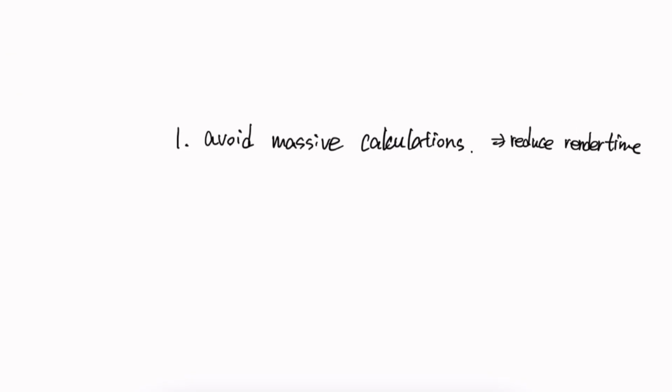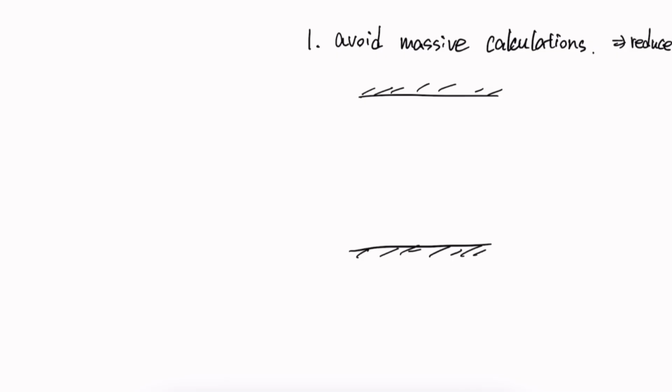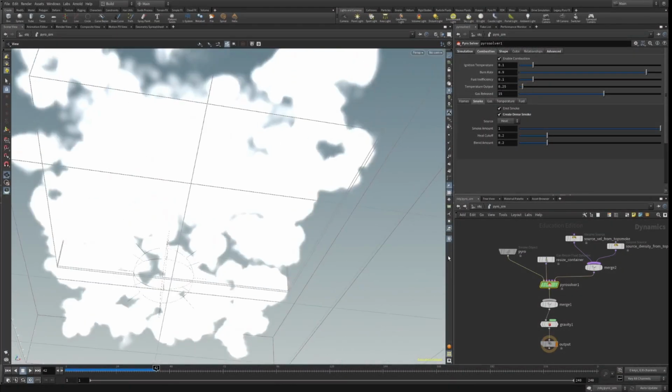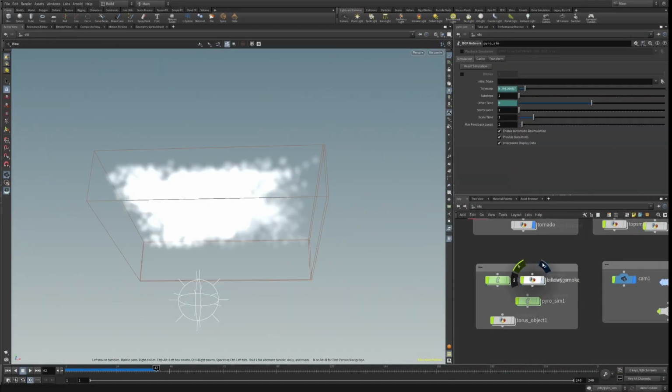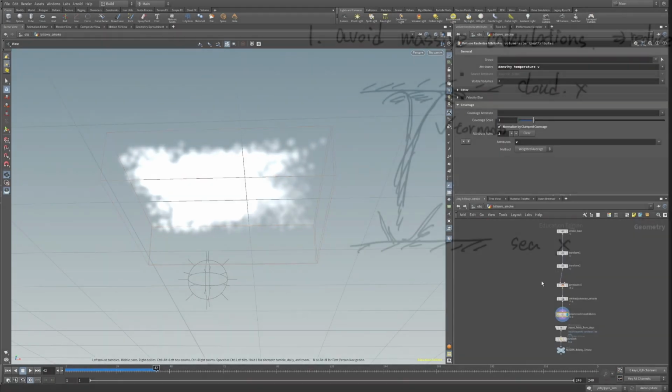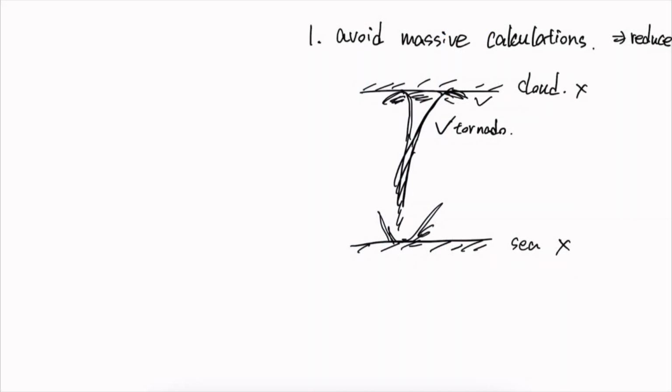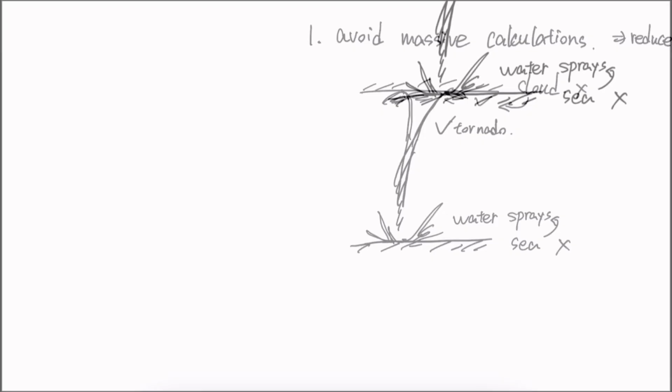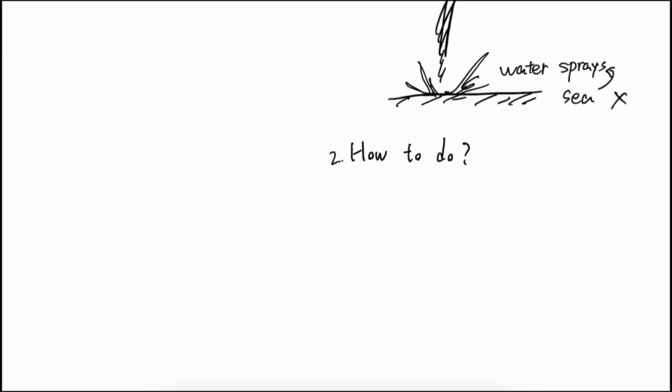To make that, the first golden rule is to avoid massive calculations, because I don't have immortal time. At first, no, I actually was not following that. I did do the simulation of clouds and ocean surface, but after lots of crashes, I gave it up because the viewpoint is far away. So I can just use pyro simulation to fake the water spray of the ocean surface and the steam from the cloud. Now the question is how to do a tornado.